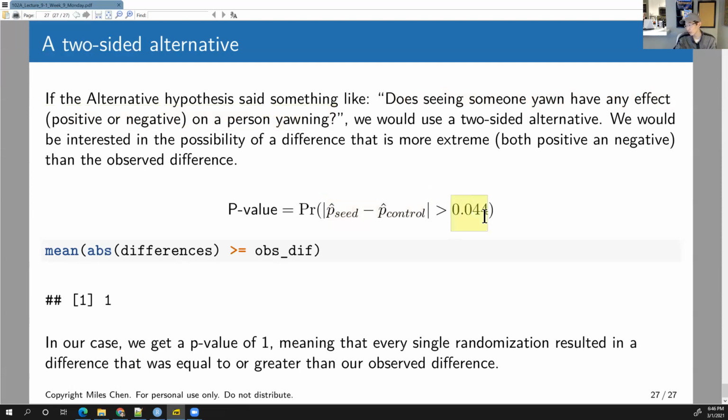We would want to see a difference of 0.044 or something more positive, versus negative 0.044 or something more negative. So if we did this, what's the absolute value of the differences being greater than or equal to our observed difference? The p-value turns out to be 1. You get a p-value of basically 100% probability. That might be surprising. How do you get a p-value of 1? Well, it turns out it's because we have a fairly small data set.